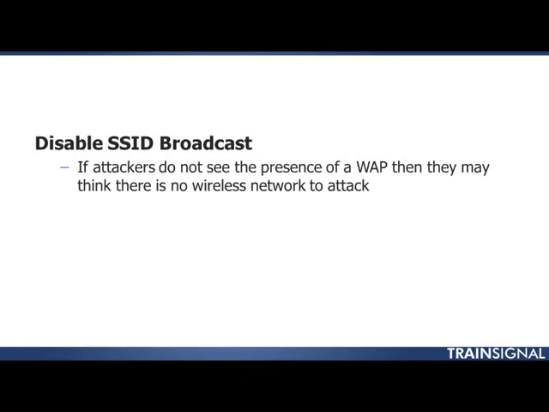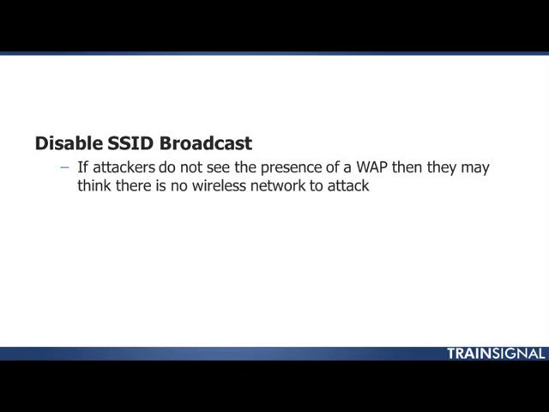The first item I have here is disabling the SSID broadcast. When you are looking to connect to a wireless network, you open up your utility on your client and you see the list of wireless networks that are available. The reason you can see that those wireless networks are available is because their SSIDs, or the names of those networks, are being broadcast. If you don't broadcast the SSID, meaning if they don't see the presence of the wireless access point or the wireless network, they may not know it's there to even attack.